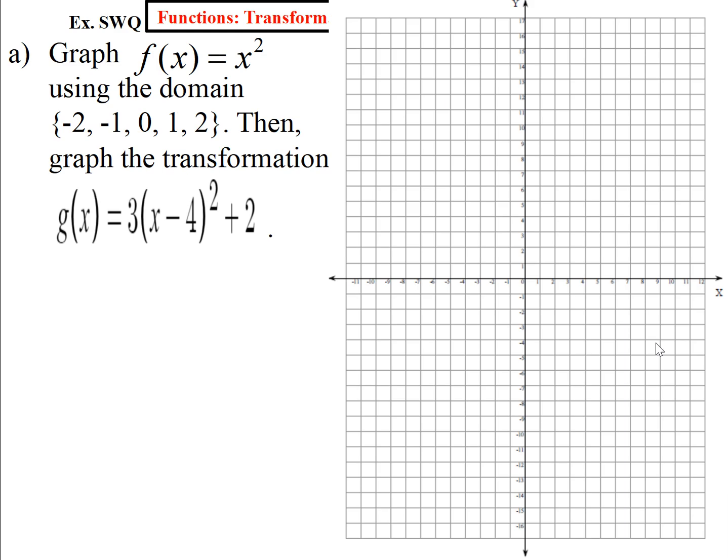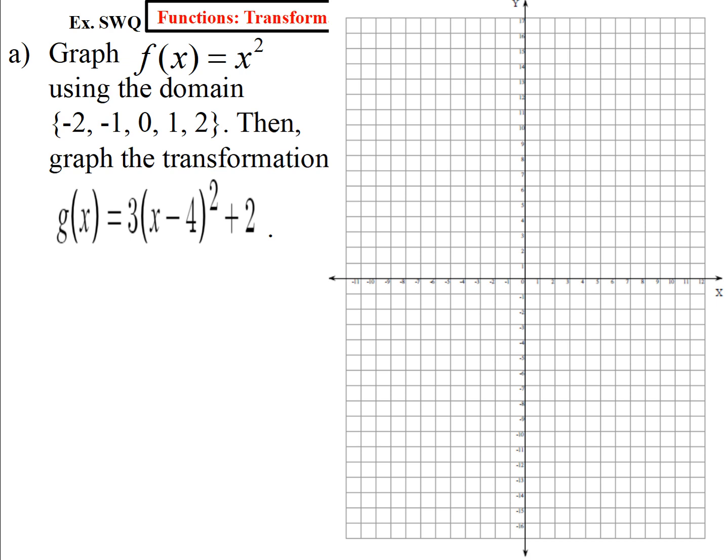Example 1. It says, graph f of x equals x squared using the domain -2, -1, 0, 1, and 2. Then graph the transformation g of x equals 3 times, open parentheses, x minus 4, close parentheses, squared, plus 2. Copy that really quick, and we'll do that one together.